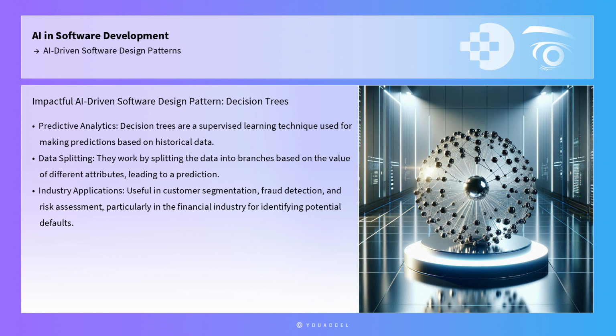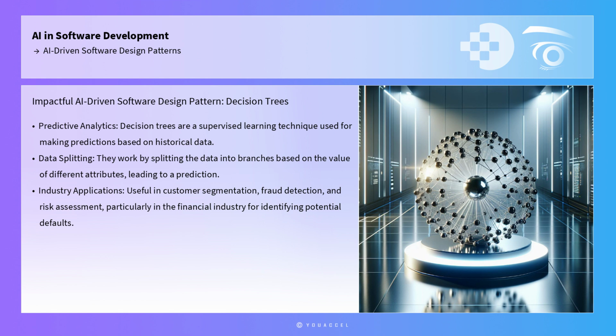One of the most impactful AI-driven software design patterns is the use of decision trees for predictive analytics. Decision trees are a supervised learning technique that can be used to make predictions based on historical data. They work by splitting the data into branches based on the value of different attributes, eventually leading to a prediction. This pattern is particularly useful in applications such as customer segmentation, fraud detection, and risk assessment.